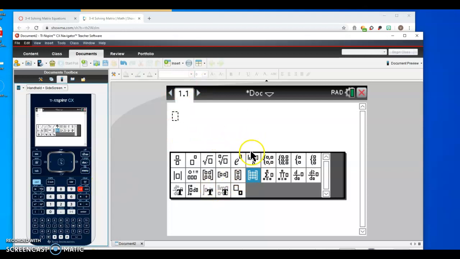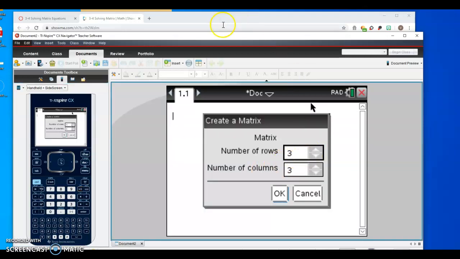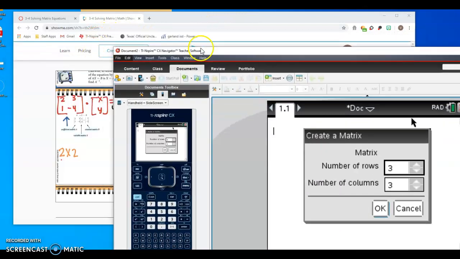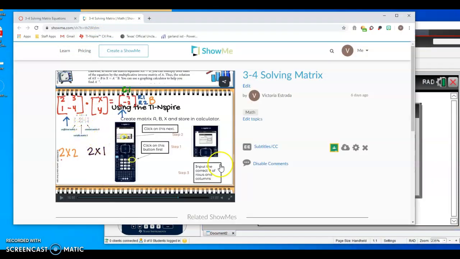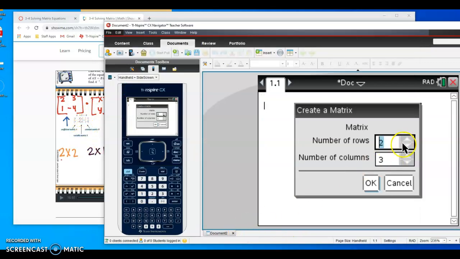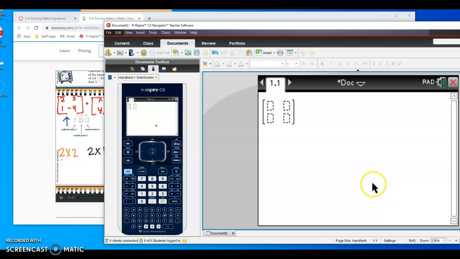Then we're going to click here at this matrix with the 9 little square things. We click that, and if we look back at our problem, it's going to be a 2 by 2, okay? So we're going to do a 2 by 2, then press OK. If you need to take a minute to pause the video to put it in, I would pause the video.